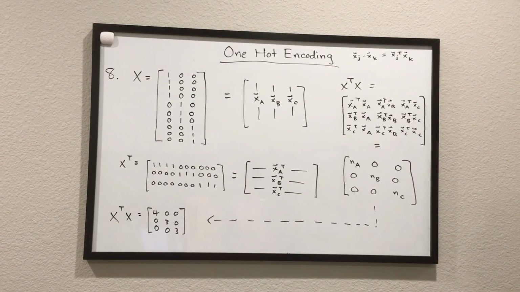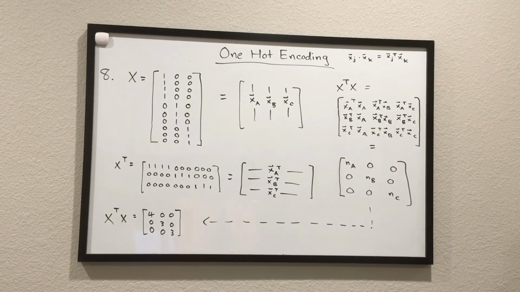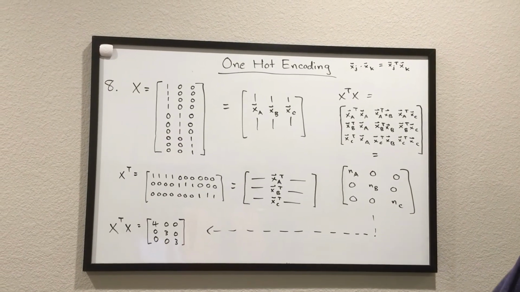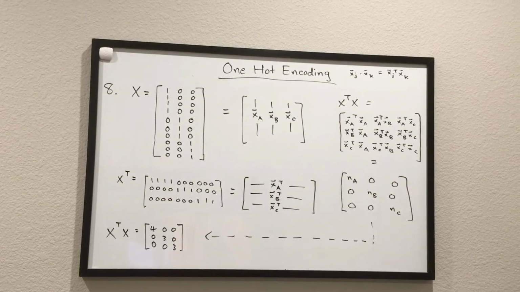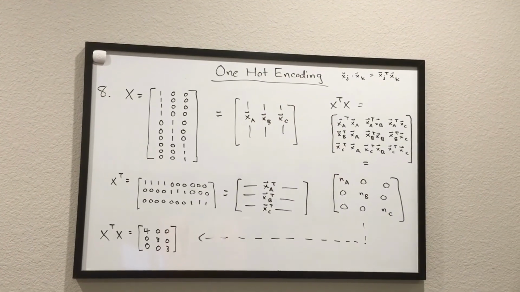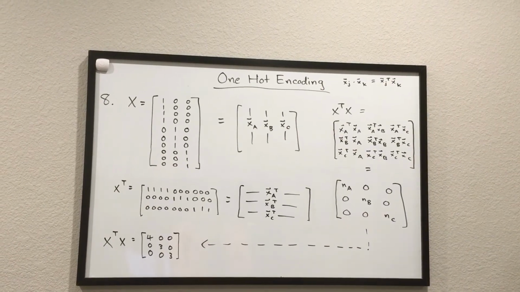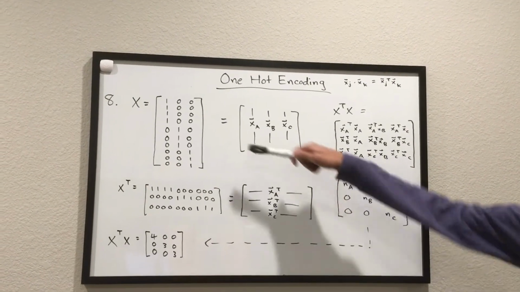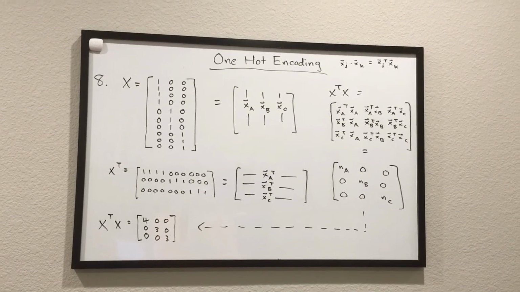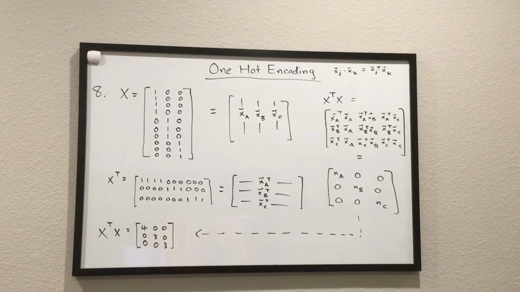Well, it turns out that X transpose X is a square diagonal matrix, and the elements on the diagonal are 4, 3, and 3. What a coincidence! There are 4 non-zero values in the first column, 3 non-zero values in the second column, and 3 non-zero values in the third column of X. Is this a coincidence? Well, let's try and prove this mathematically.